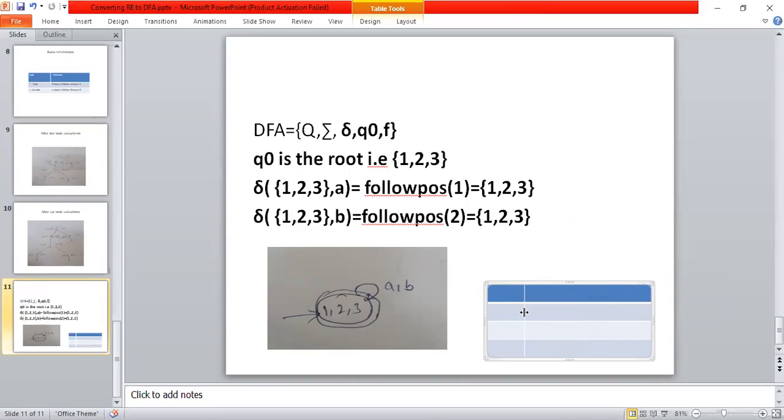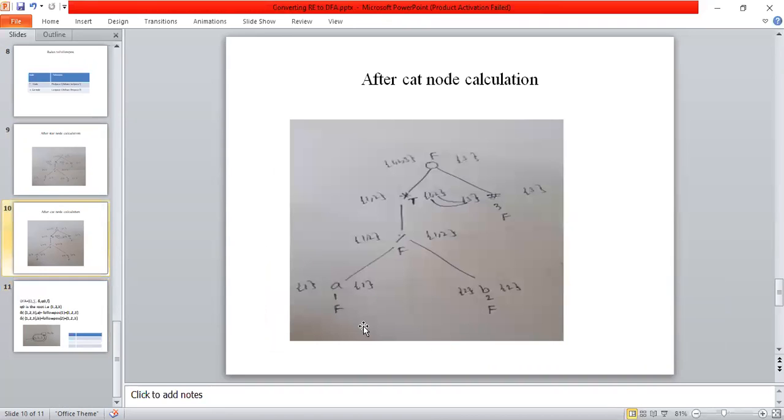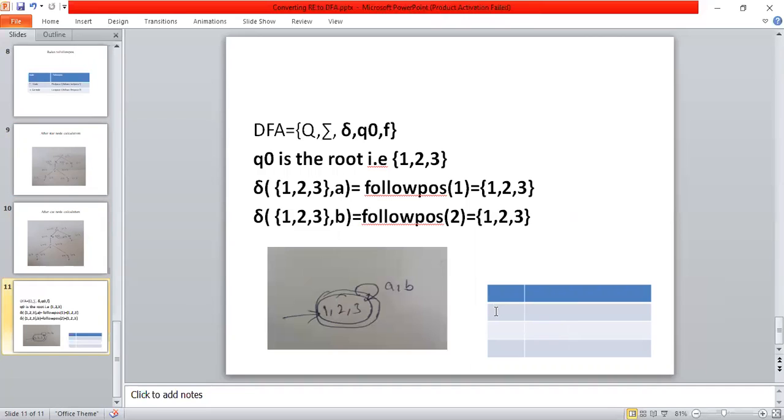Before constructing this table, first identify how many nodes you have in the given syntax tree. Here I have A, B and hash. So A is represented as 1, B is represented as 2, and hash is represented as 3. And here I am writing my follow position, and here I am writing the node value.